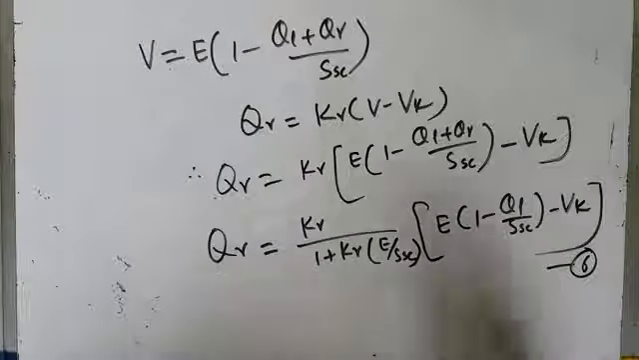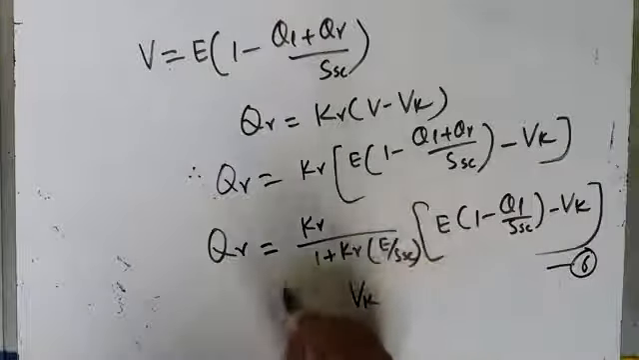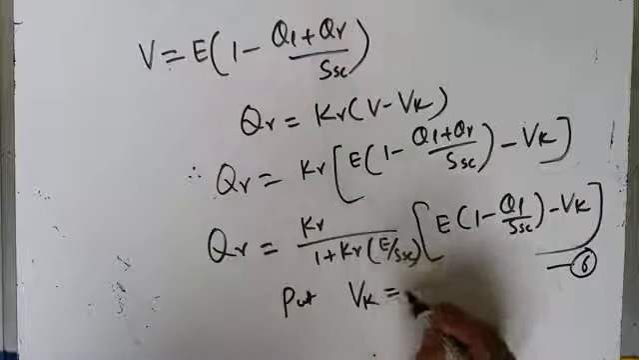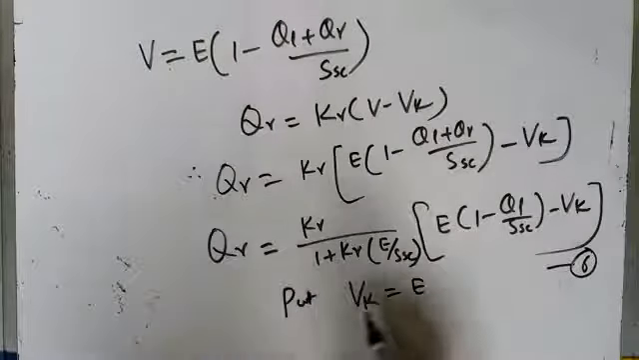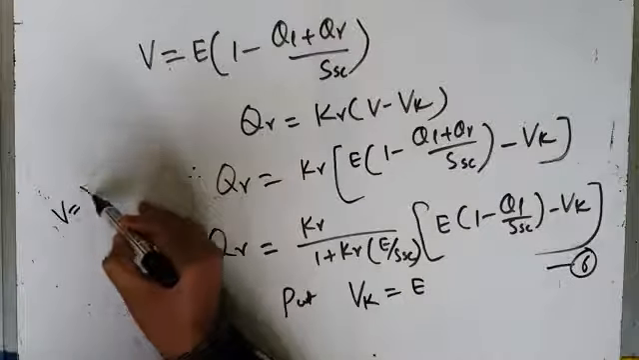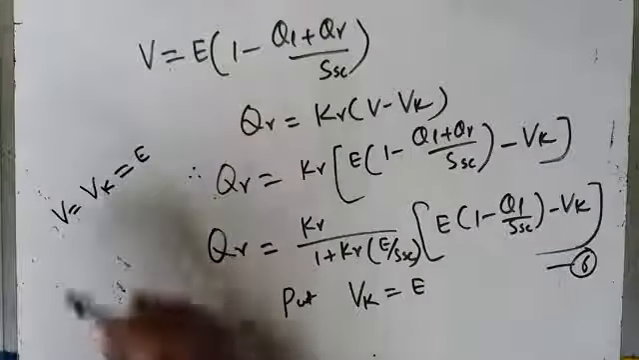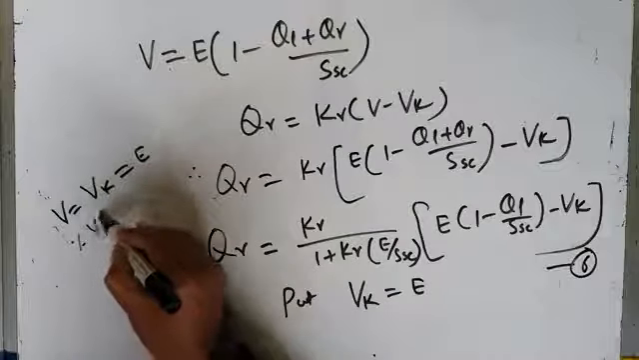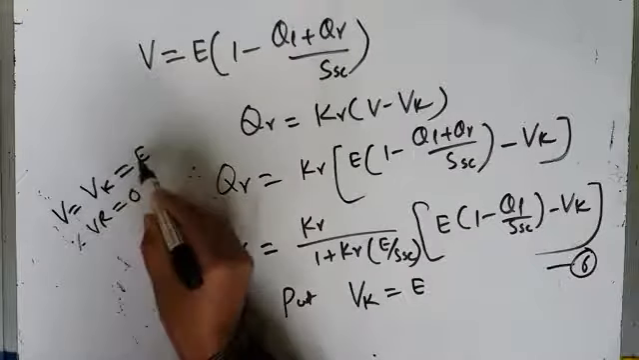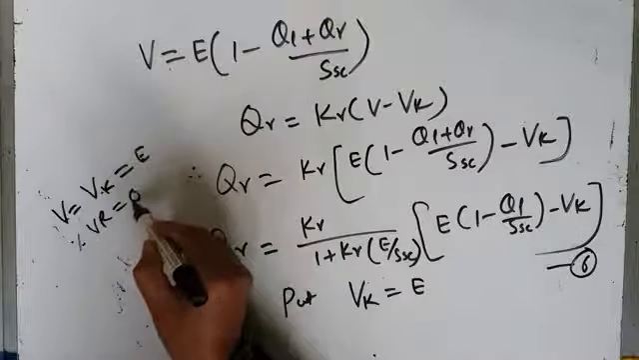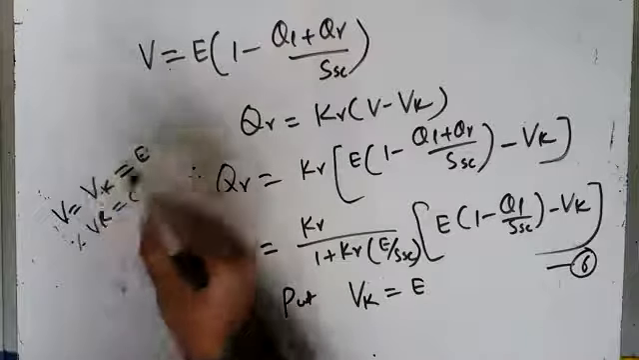Now let us put Vk equal to E, because what is our aim? Our aim is to make your load bus voltage equal to Vk, and this Vk should be same as source voltage, so that percentage voltage regulation is equal to 0, because V is equal to Vk or V is equal to E, so voltage regulation is 0 because V minus E becomes 0.